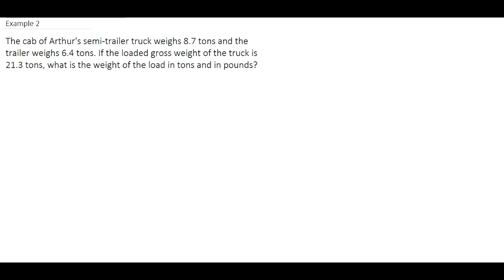So what do we mean by the loaded gross weight? Well, that is the loaded gross weight. That's equal to the weight of the cab plus the weight of the trailer plus the weight of the load. Okay, gross means all of it. And we're being asked to determine the weight of the load. So we can just substitute in here.